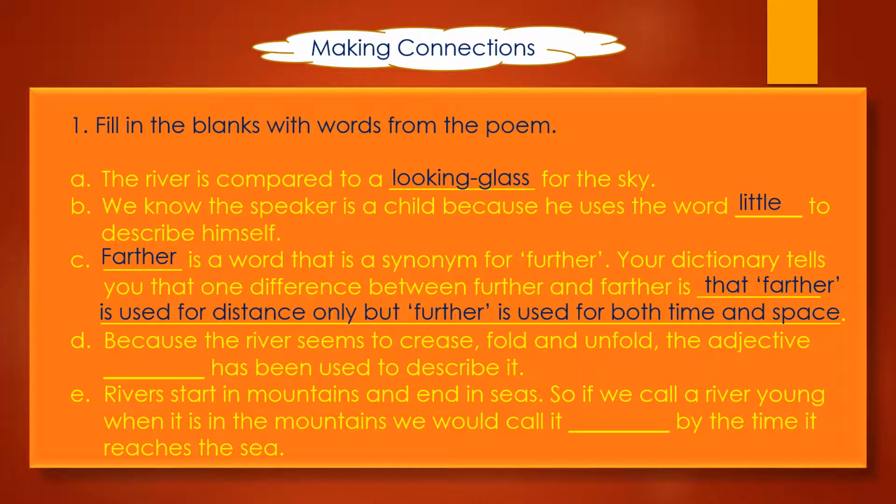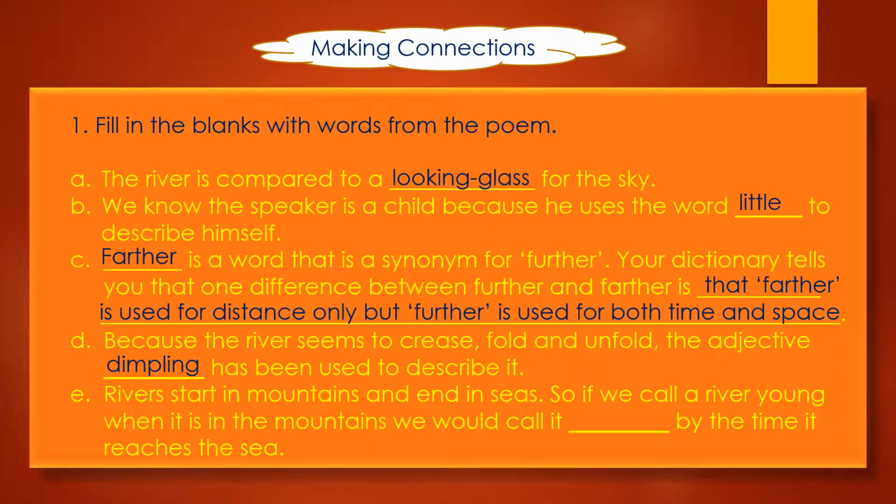So now let's see the D part. Because the river seems to crease, fold and unfold, the adjective dash has been used to describe it. So children, the river seems to crease and fold and unfold, no? For this, which word is being used? Yes, dimpling. Dimpling river, the poet said, no? So because the river seems to crease, fold and unfold, the adjective dimpling has been used to describe it. Right? Now let's see E part.